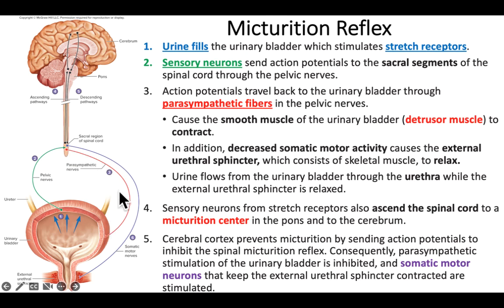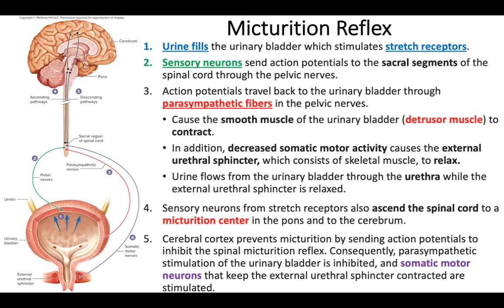The parasympathetic nerves are going to stimulate the muscle of the bladder. It's smooth muscle, involuntary, known as the detrusor muscle. So the detrusor muscle is the smooth muscle of your bladder that contracts in response to parasympathetic stimulation. All right? That's going to produce pressure and start to move the urine through that urethra. At the same time, there's an internal urethral sphincter that's going to relax.